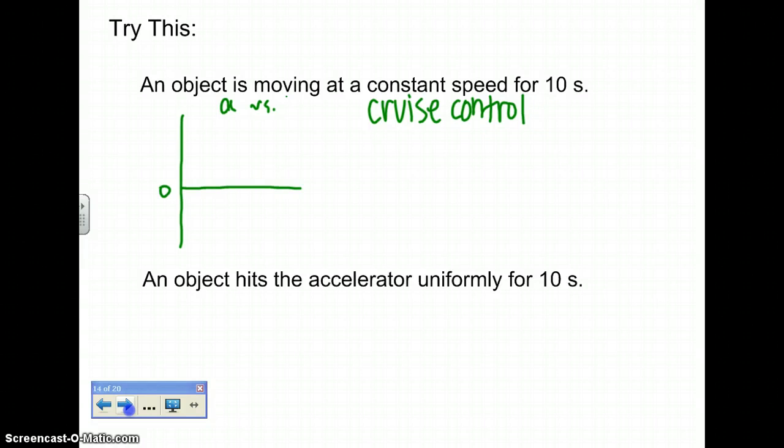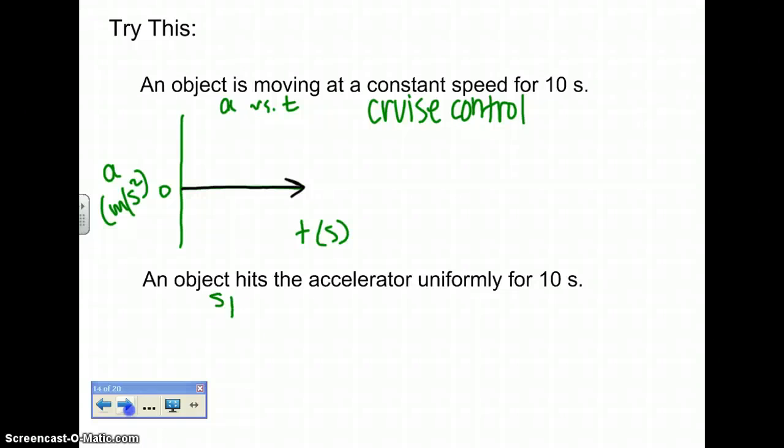Okay, so this is what your graph would look like. And I'm gonna do this one in black so you can actually see it. Since your cruise control is set, you are not pushing the accelerator nor the brake, therefore, that's what your graph should look like. Okay, an object hits the accelerator uniformly for 10 seconds.